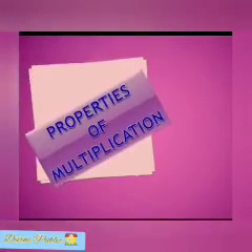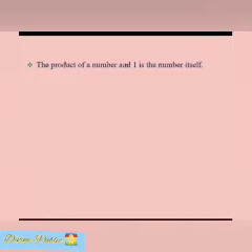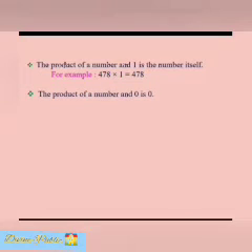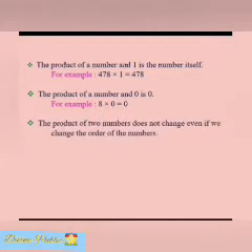Properties of multiplication. Dear children, you can see here the product of a number and 1 is the number itself. For example, 478 multiplied by 1 equal to 478. The product of a number and 0 is 0. For example, 8 multiplied by 0 equal to 0.